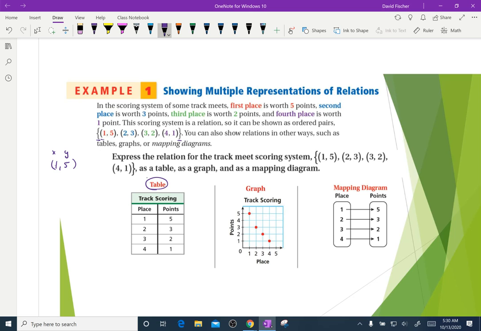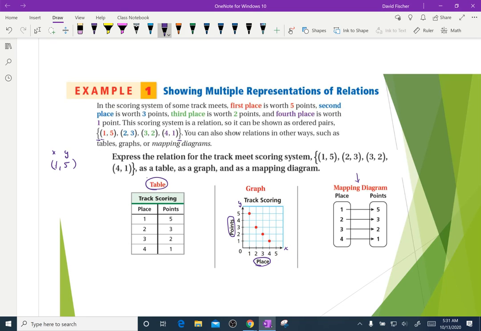Then we came over and graphed these, which in high school, labels are extremely important. They got points on the vertical axis and what place they got on the horizontal axis. And then this is kind of new. This is called mapping. And so these are my axes on, oh, by the way, back here, this is my x-axis and this is my y-axis, in case you forgot.